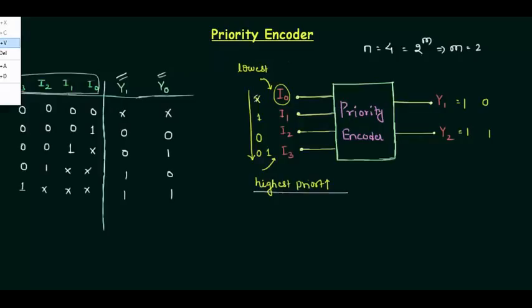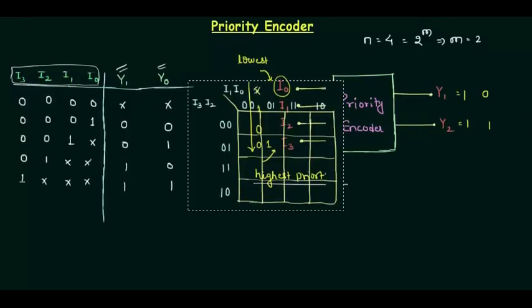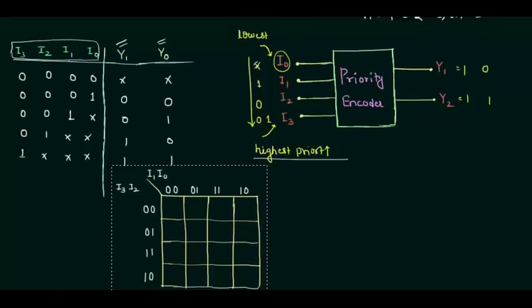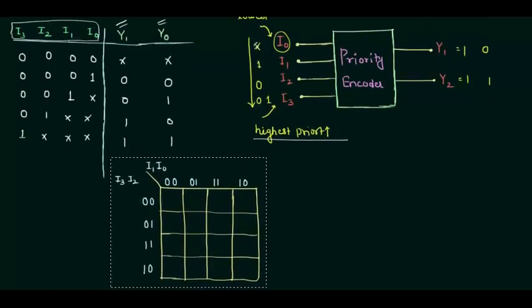I have already made a 16 cell K-map. So the only thing we need to do is to fill this map. Okay, and you already know how to do this. So let's do it together.